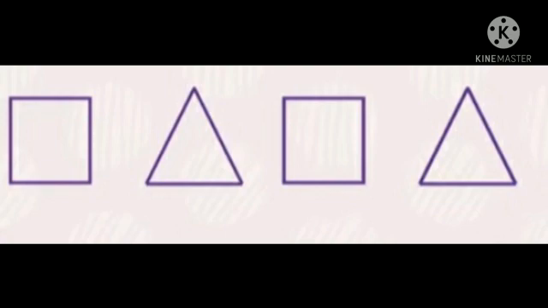So here the first shape is square, second is triangle, third is again square, fourth is triangle. So which pattern will come next? Yes, you guessed it right. First will come a square and second triangle. Moving on to the next.